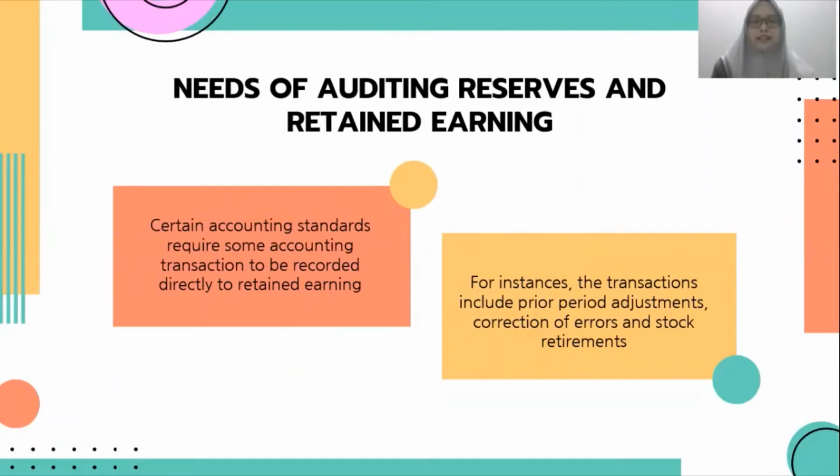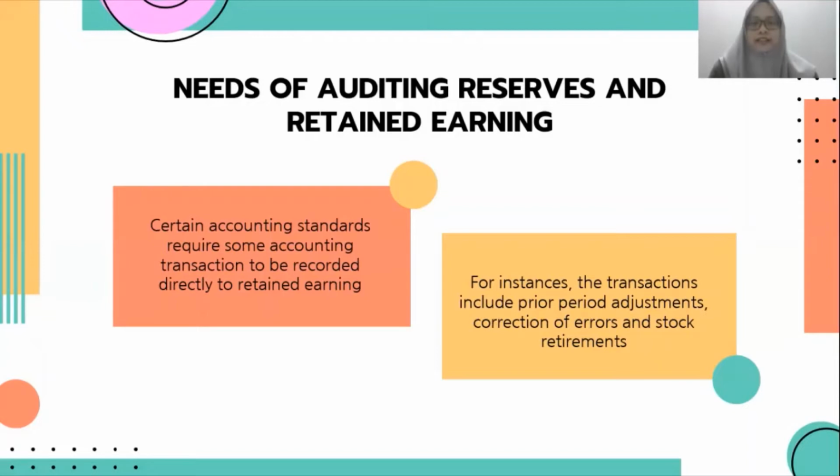In auditing reserve and retained profit, every transaction that is relevant will be examined because the amount of the transaction is material. The audit work of retained earnings generally focuses on the analysis of adjustment in retained earnings, as certain transactions need to be recorded directly in the retained earnings account due to the requirement of accounting standard.